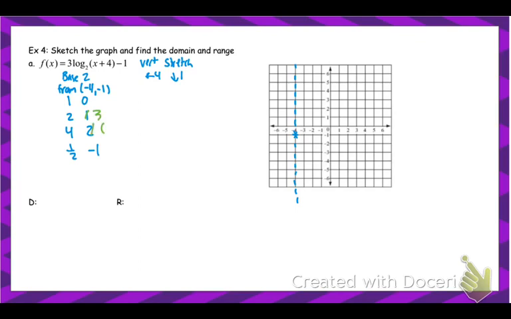So I'm going to multiply those by 3. And then this is how I'm moving from that new origin. So from that point, I'm going to go right 1 and up 0. From that new origin, I'm going to go right 2 and up 3. From that new origin, I'm going to go right 4 and up 6.